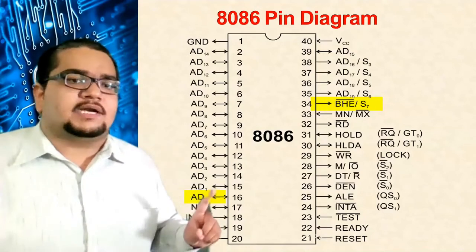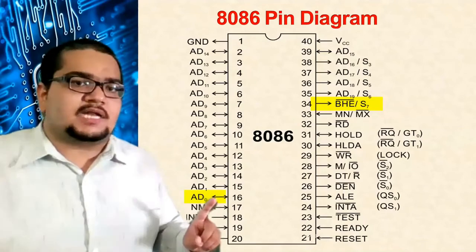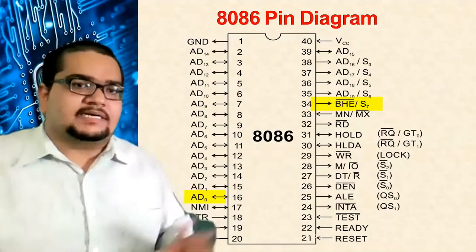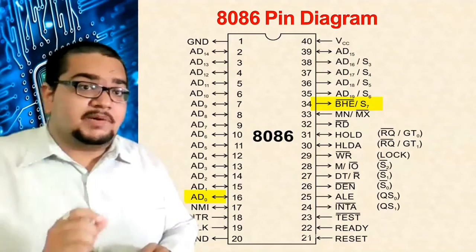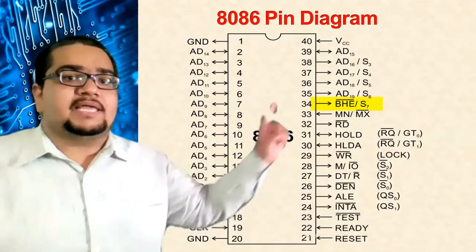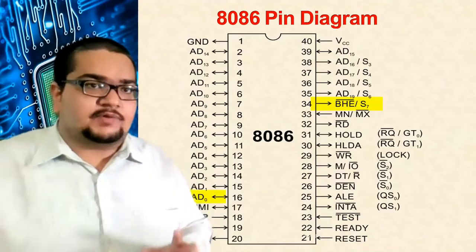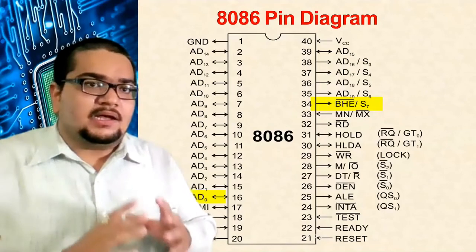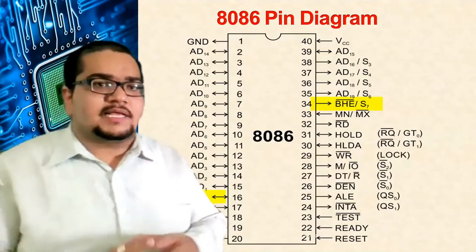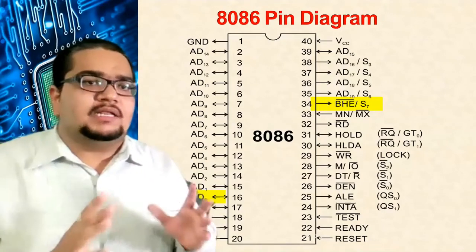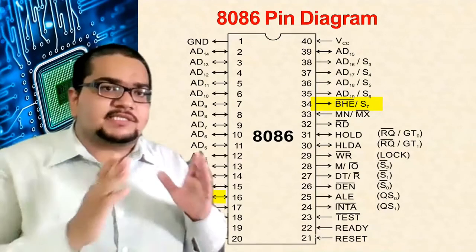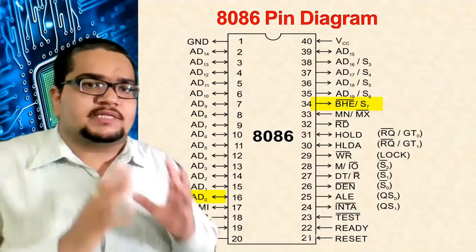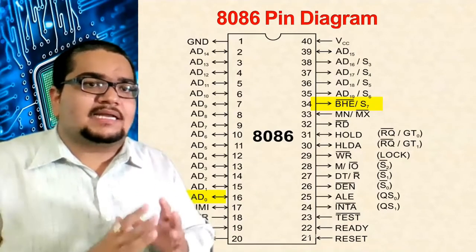Here we have to concentrate now to understand our physical memory organization: this pin number 16 and that pin number 34. That is A0, the LSB bit of the address lines, and BHE bar. BHE stands for bus high enable. So here address lines A0 to A19, a total of 20 lines, are there. These lines kept together are called the address bus.